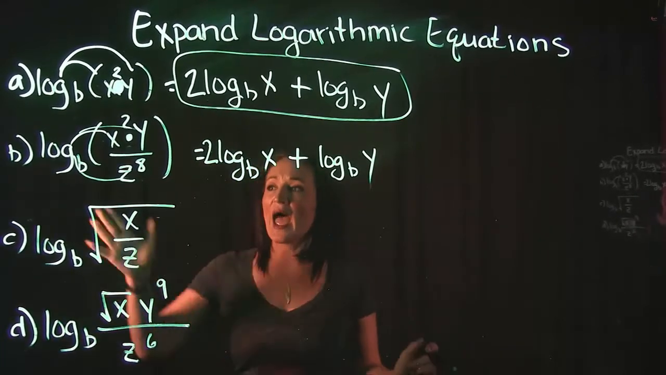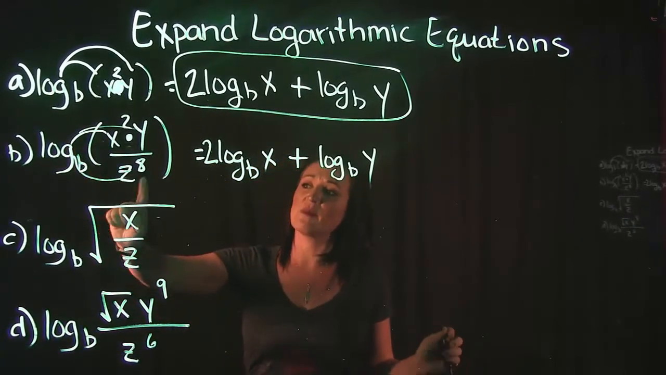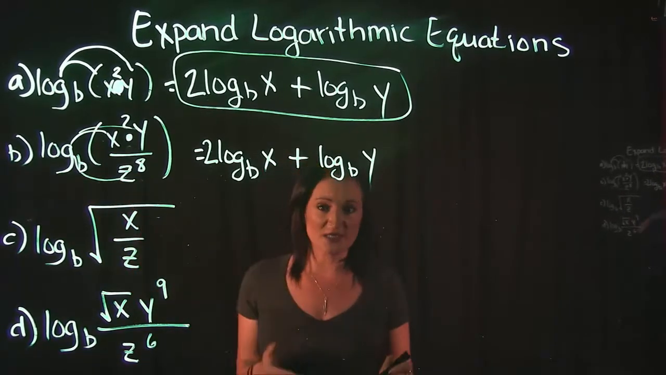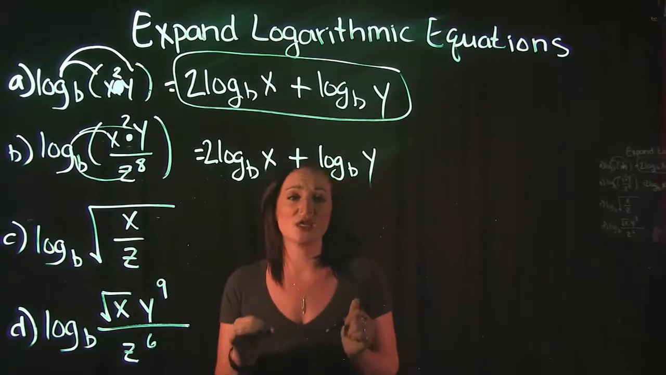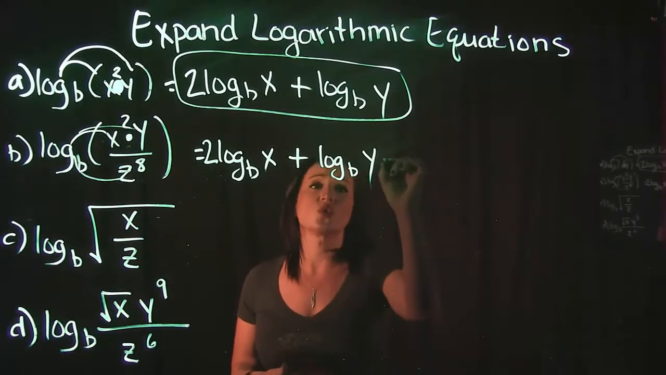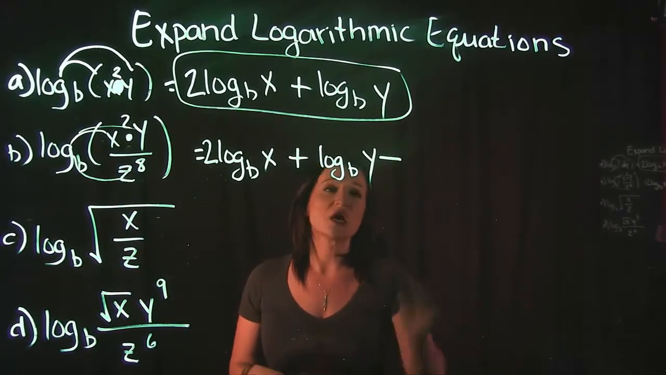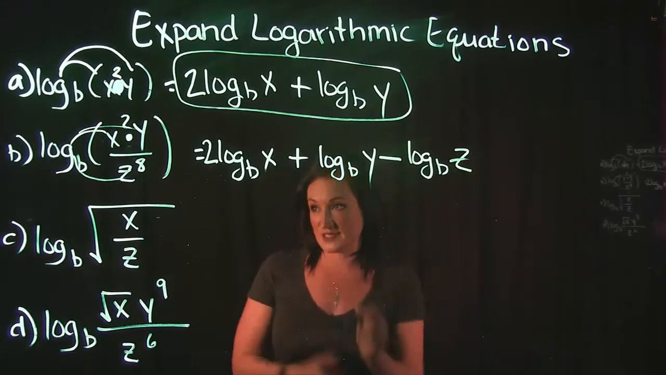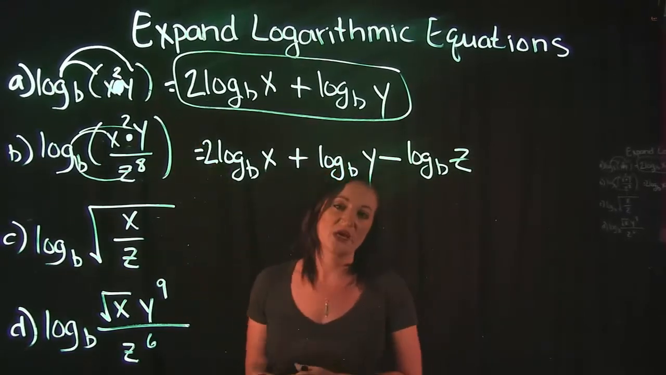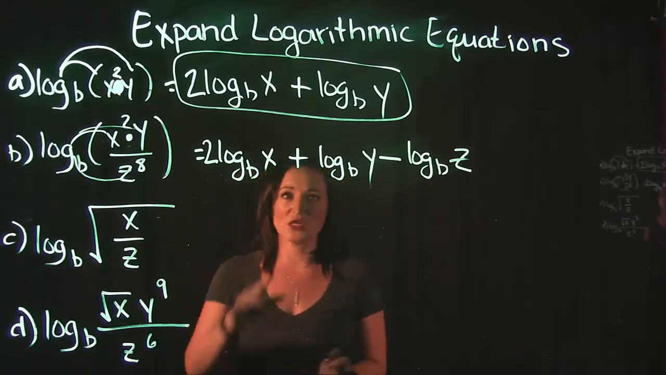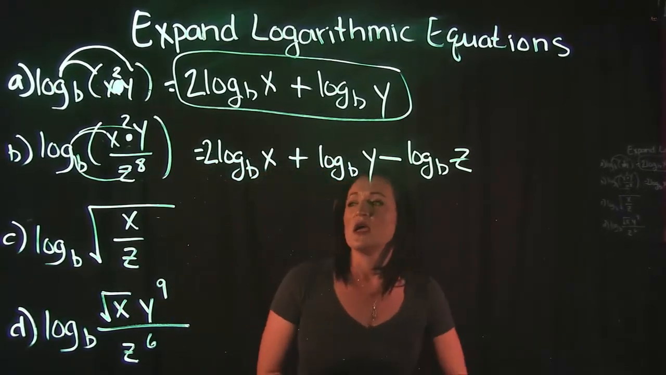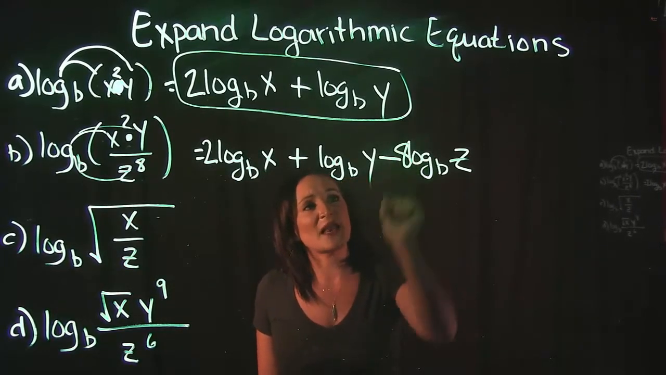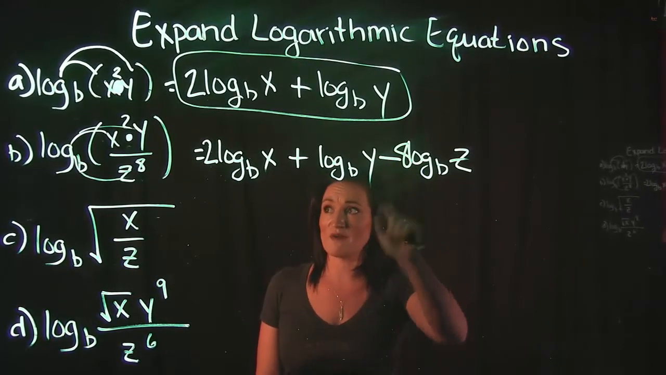The only other thing I have is I'm now dividing by z to the 8th, so I'm now distributing that log to the z, but because it's a division, remember that is the quotient rule, which tells you to subtract. So I'm going to subtract this log base b of z, since it's a division. Division is subtraction, multiplication is addition here. That z was being raised to the 8th power, so that means that 8 now becomes a coefficient.